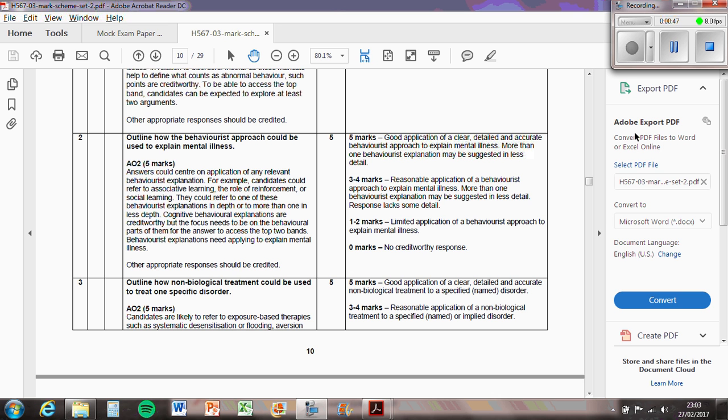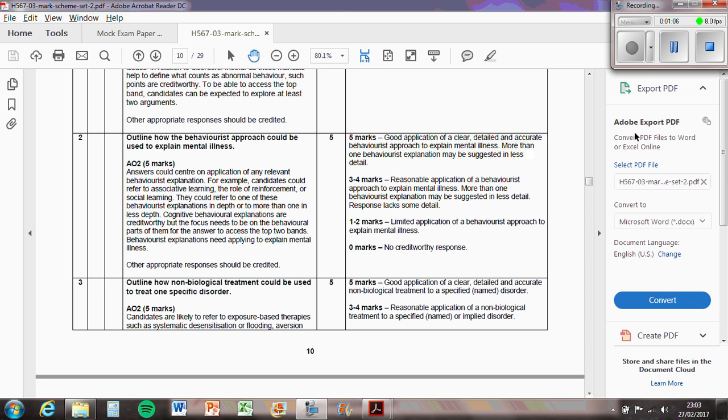It says the cognitive behavioural explanations are credit-worthy, but you've got to focus on the behavioural part of it. So if you start talking about challenging negative thoughts and things like that, it's not answering the question, because that's the cognitive approach. So it says on the 5 marks there, good application of a clear, detailed and accurate behaviourist approach to explain mental illness.